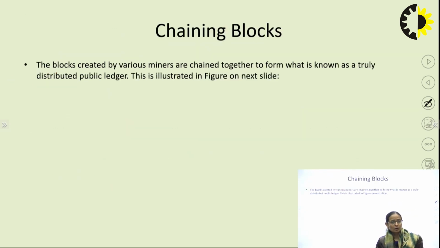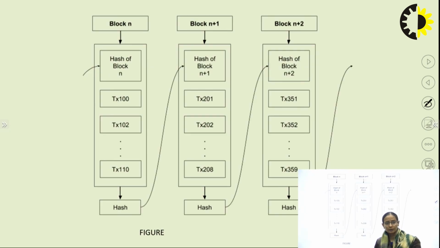Chaining blockchains: how do we do the chaining in a blockchain? The blocks created by various miners are chained together to form what is known as a truly distributed public ledger. How is the chaining done? If you look at this figure, we have various blocks. This is your block n plus 1, n plus 2.